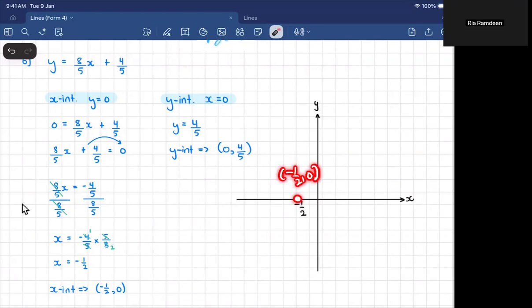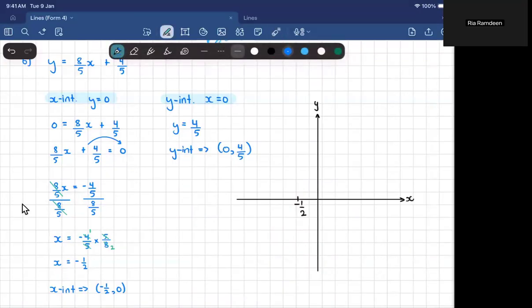If you're on the x-axis, you can't move up or down. You can only move left or right. So there's no vertical movement. So if there's no vertical movement, that means no y. Okay, so that's our first point.